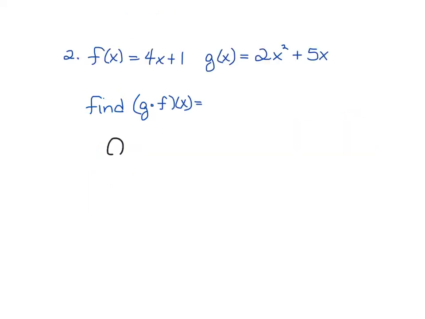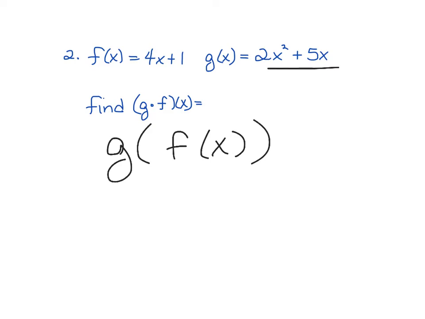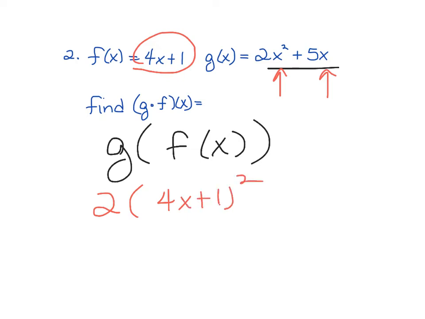So we're going to take our g of x function, and in place of x, I'm putting f of x. So my g of x function is here. I'm going to take out the x squared and the x, and I'm replacing it with this. I'm actually going to square the 4x plus 1. So I'm going to put in parentheses 4x plus 1 in place of the x squared, then 5, and then 4x plus 1.